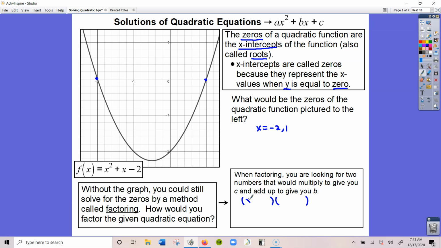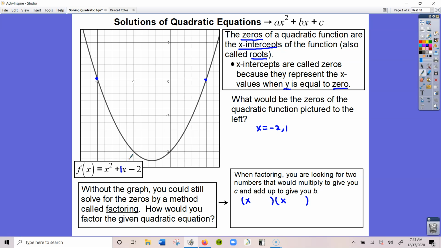and we would make one x here and x. And then we have to think of the two numbers that multiply to give you the last, which is -2, and add to give you the middle, which is 1. So remember, it's just the numbers. Two numbers that multiply to give you -2 would be 2 and -1. And if you were to add them together, you would get a +1, which gives you that middle term.